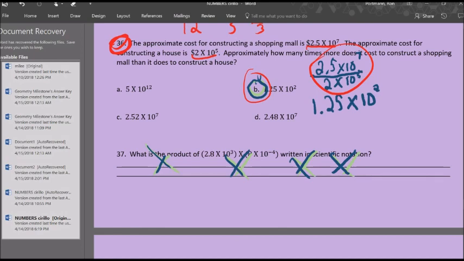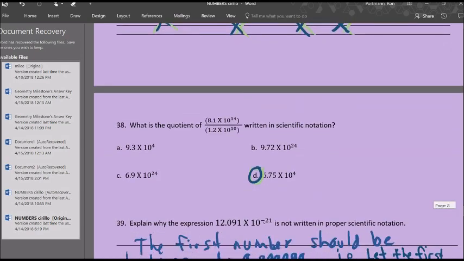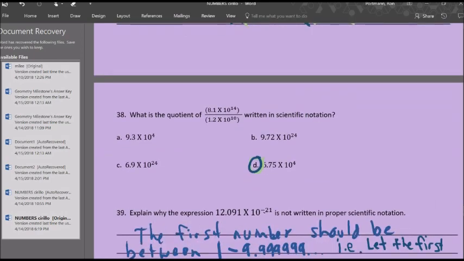We already did number 37. I just wrote on there on accident twice. Quotient. See how many times that'll go in there. Y'all know how to divide. The base is the same. You're dividing, so you subtract the exponents.